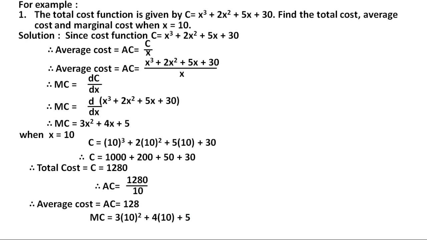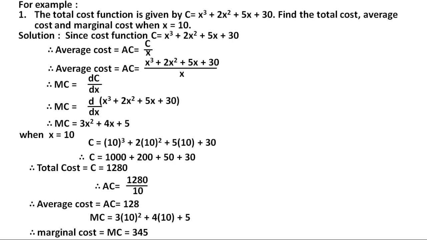Now 4 into 10 is 40, plus 5 is 45, and 3 into 100 is 300, and that gives 345. Therefore marginal cost MC is equal to 345. This is your answer.